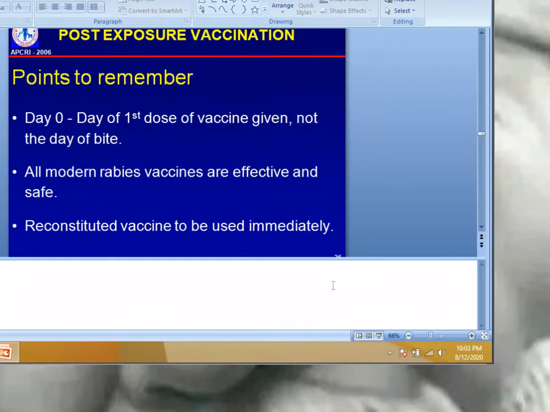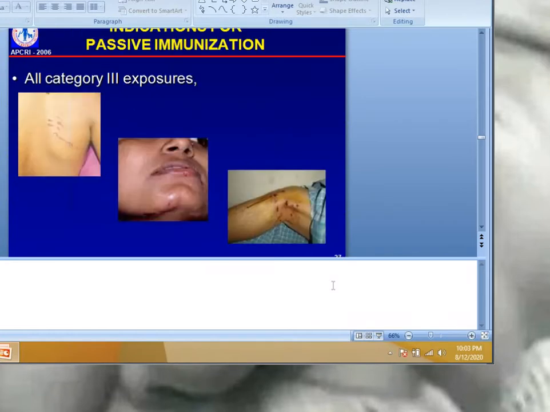Here the point is that day 0 means the day of the first dose of the vaccine, not the day of the bite. All modern rabies vaccines are effective and safe. They are reconstituted vaccines to be used immediately, and used in all categories of exposure. As I told already, the first category is only touching, the second is the bite, but nearer to the face. The third exposure means injuries of the face, neck, head, etc. And the second is lacerated injuries.